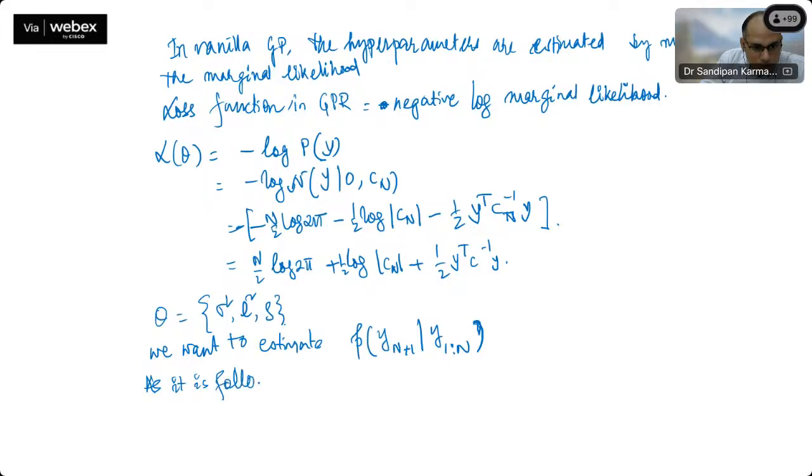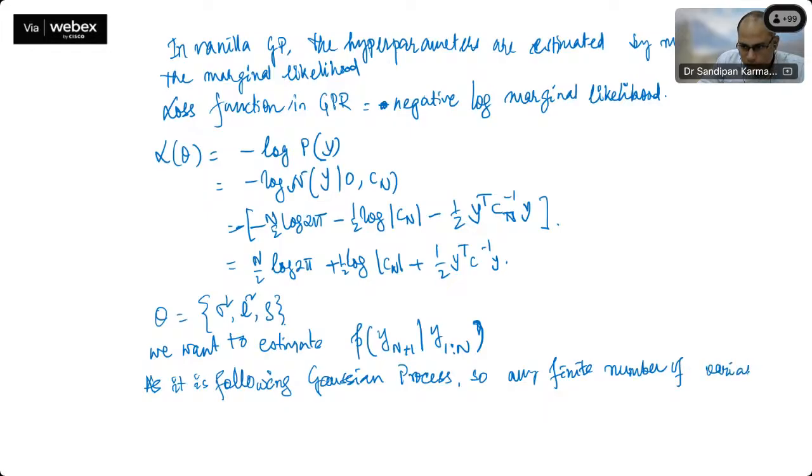As it is following a Gaussian process, any finite number of variables from y will follow a Gaussian.